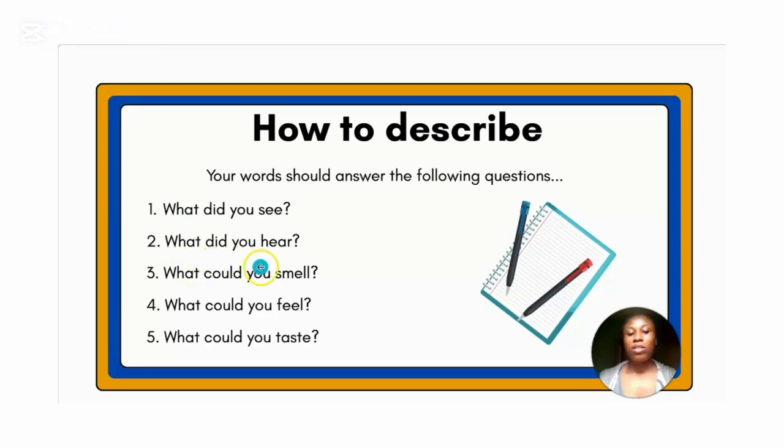Okay, so what could you smell? What did the dog smell like? Did it smell, I don't know, minty? Musky. These are words you can use to describe something. Or if there's an event, a situation, and the air smells kind of dusty, that's a description, right? Good. The fourth one says, what could you feel?